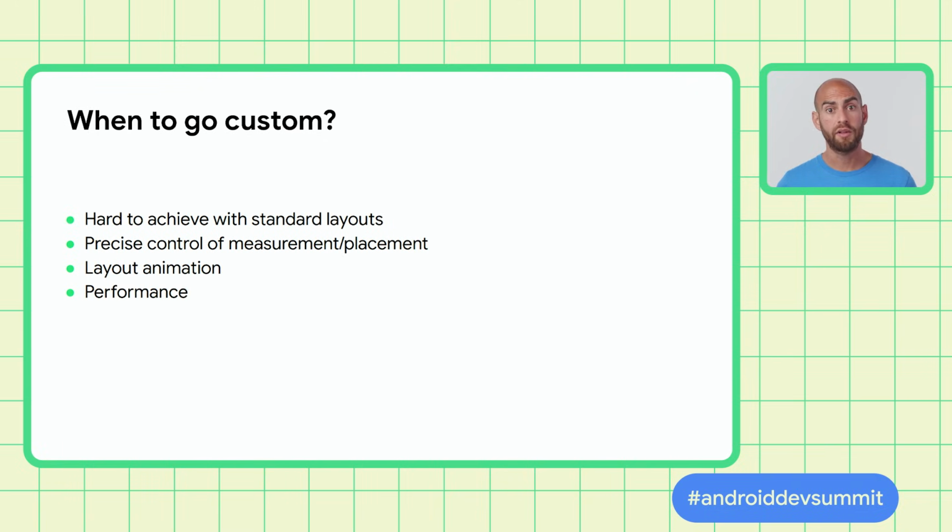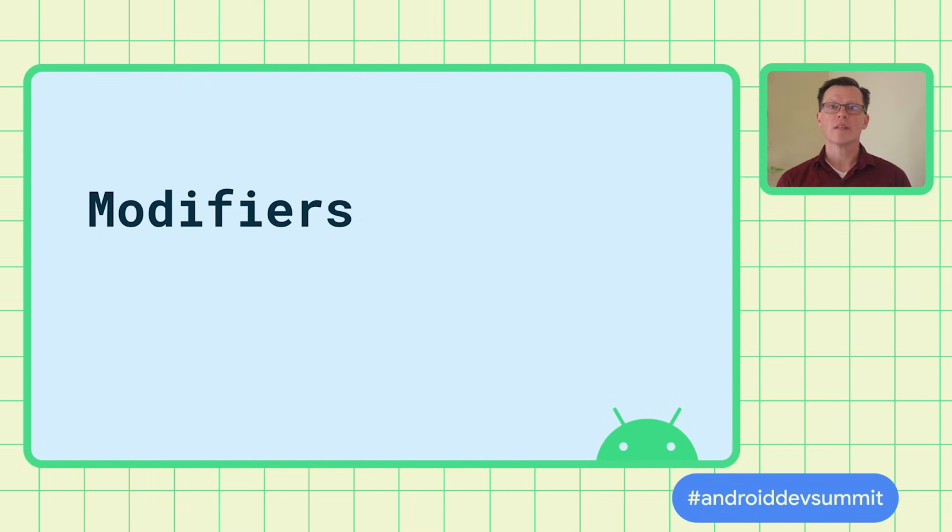Lastly, going custom gives you complete control over performance characteristics. More on this later. The standard layouts are powerful and flexible, but they also need to cater for many use cases. Sometimes going custom, when you know the exact details of what you need to implement, can be the right tool for the job. So we've looked at the layout composable and how to build custom layouts.